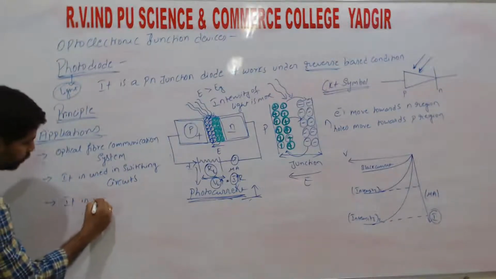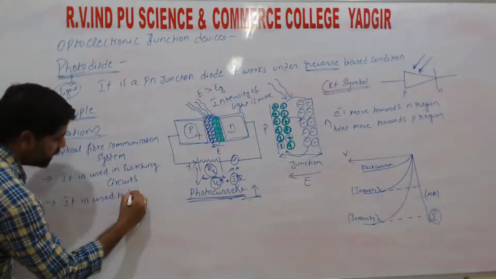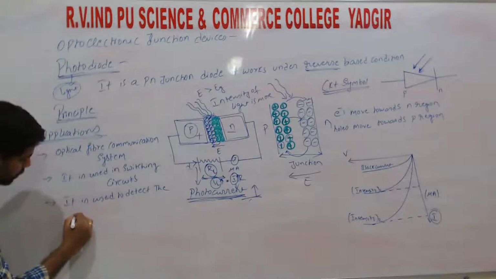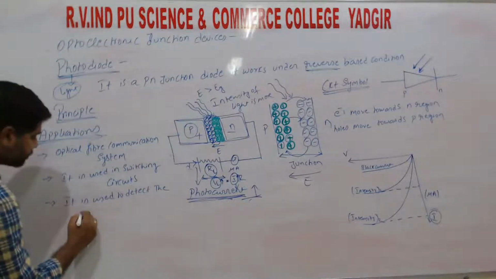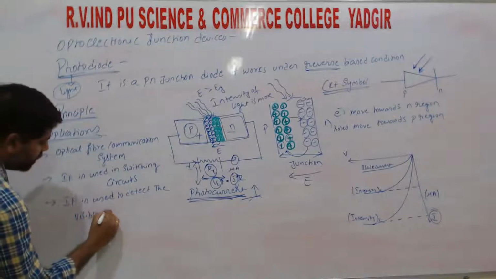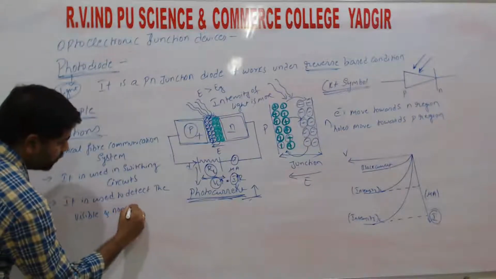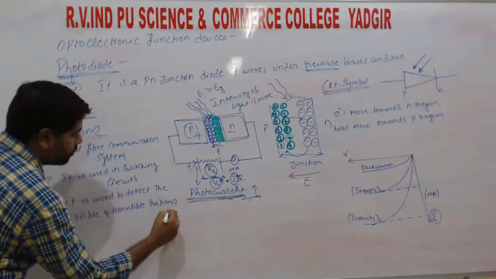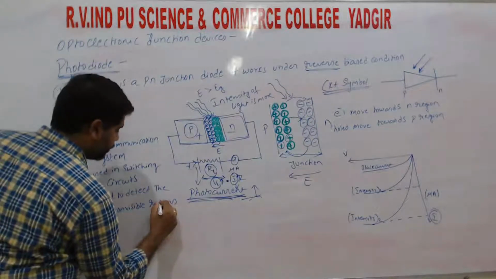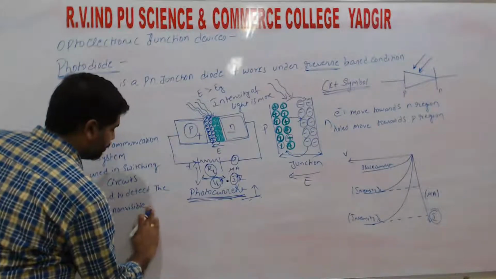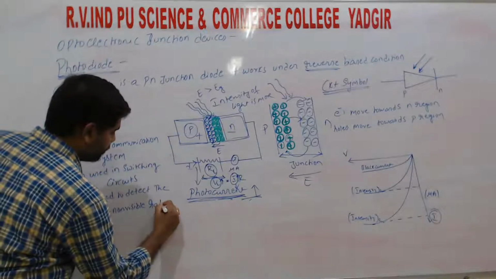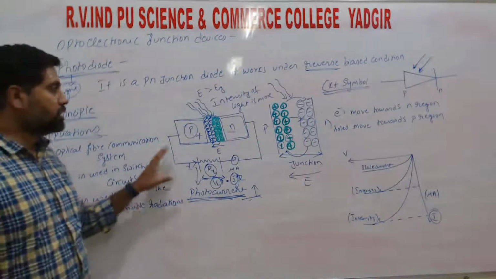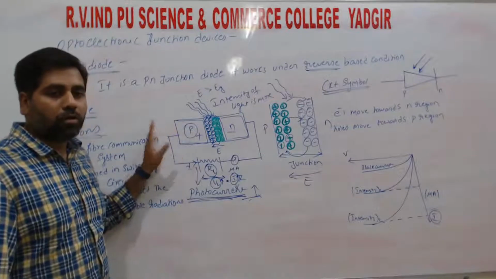Next, it is used to detect the visible and non-visible radiations. Or simply we say it is used to detect. So this is the principle of photodiode, right?